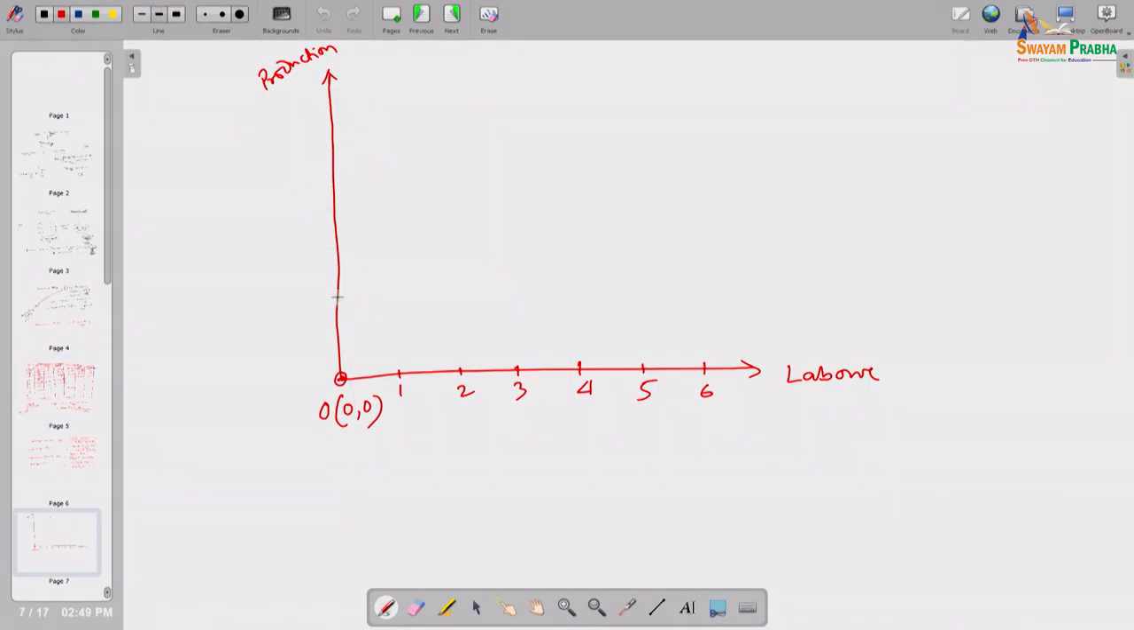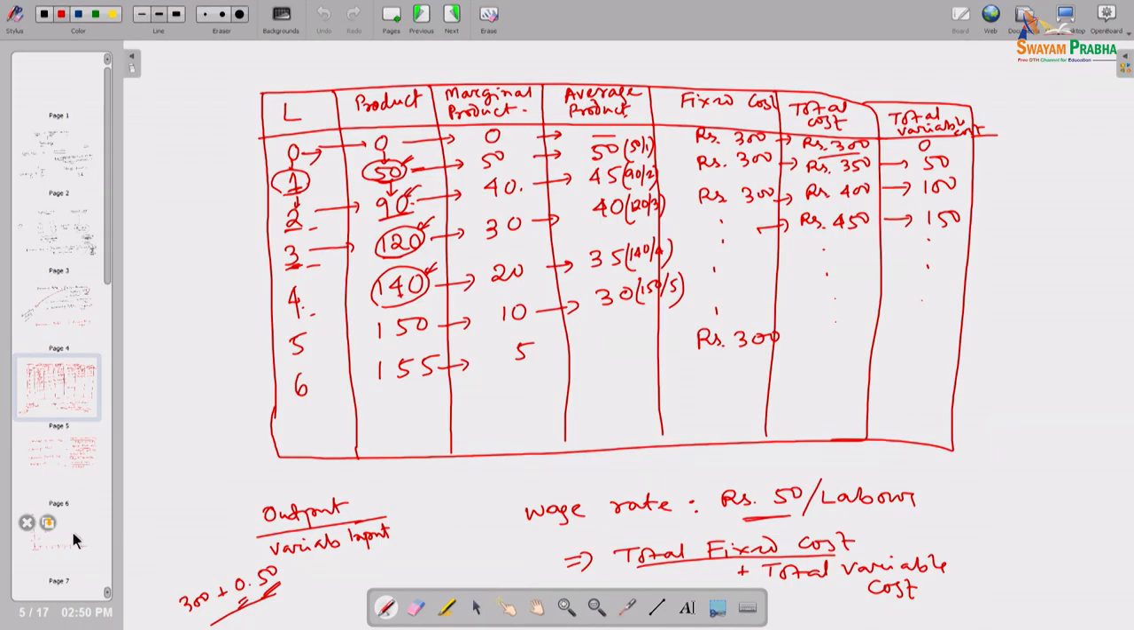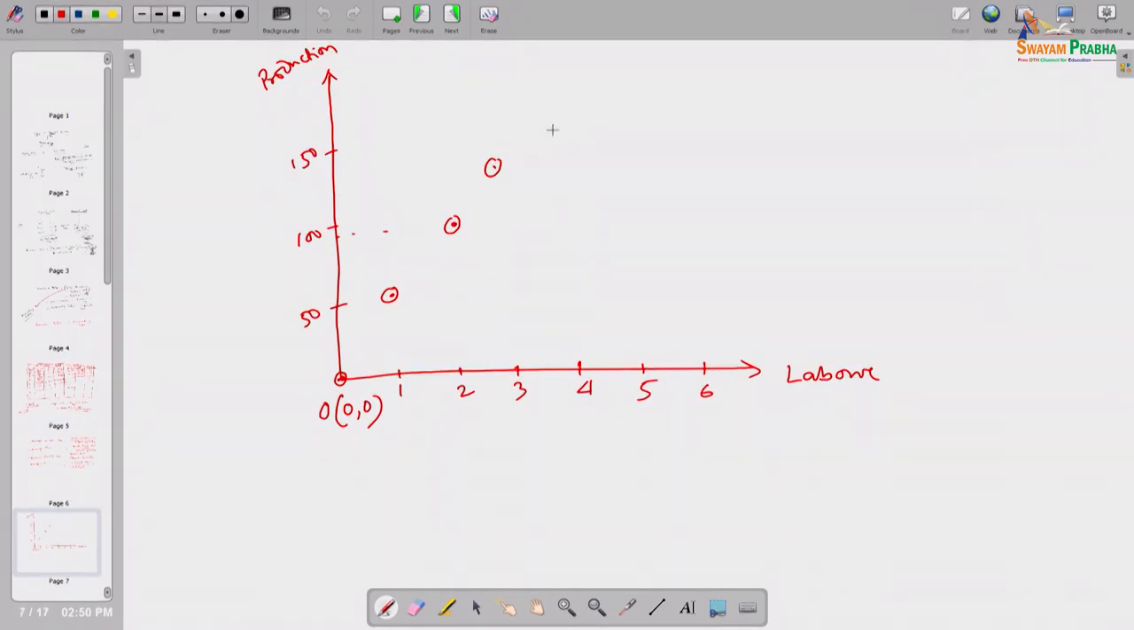So, definitely suppose this is 50, this is 100, 150 and so on. So, 1 unit it is 50. 2 units it is 90, suppose here is 90, 3 units it is 130, suppose here, 4 units how much? 140. So, 4 units 140, suppose here, 5th unit 145 here. So, you can understand if we plot these things using a diagram, this kind of diagram we are getting. So, this curve is called the total product curve.